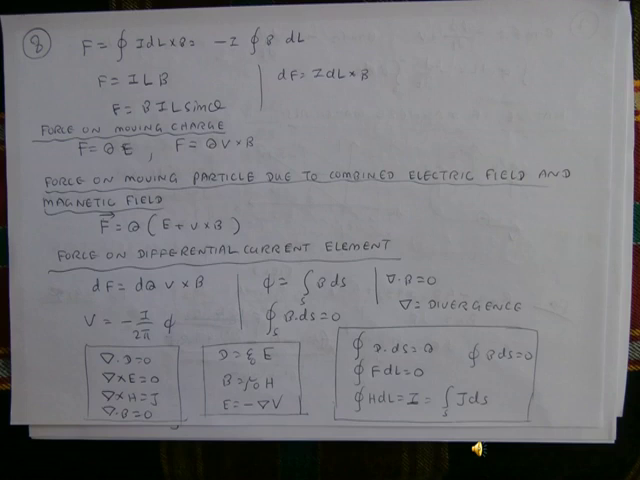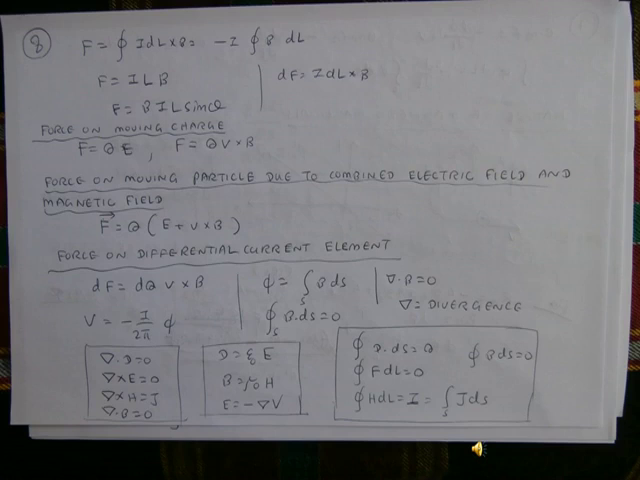So Q is the charge, F is the force, E is the electric field density, V is the velocity, and B is the flux density. The force on the differential current element dF equals dQ V cross B. So dF is the change of the force, dQ is the change of the charge, V is the velocity, and B is the flux density. V equals minus I by 2 pi multiplied with phi. So I is the current and phi equals the surface integral B dS, where B is the field density and dS is the change of the distance.